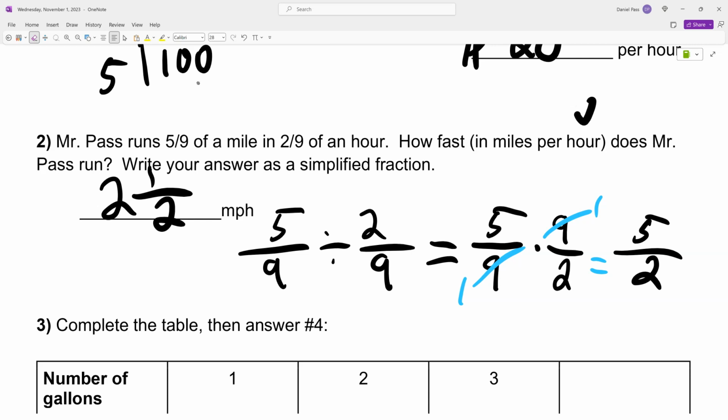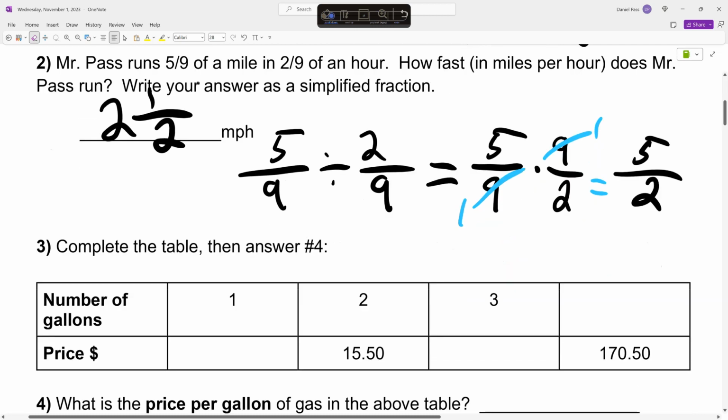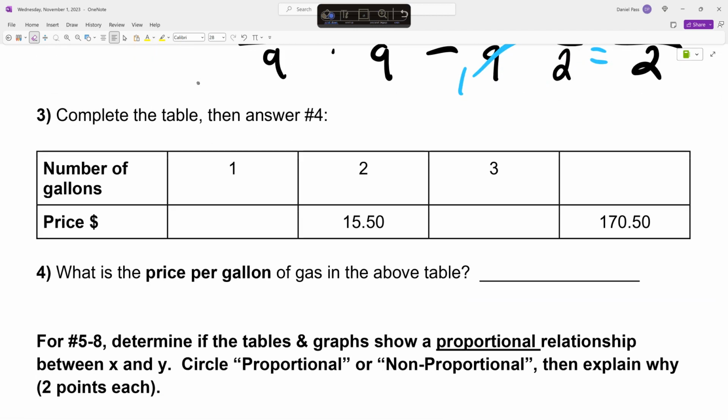And then you're going to do number 3 also, right? So number 3, what is the price per gallon? $7.75. Good. How did you do that? I divided 15.50 divided by 2. Right.